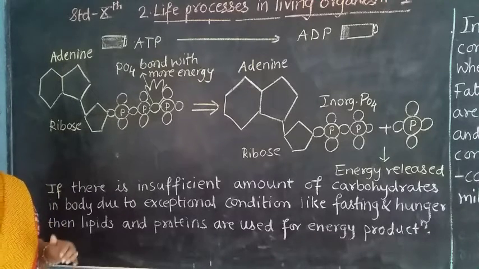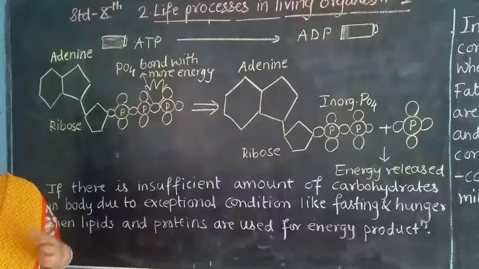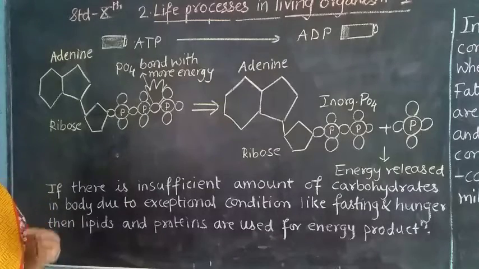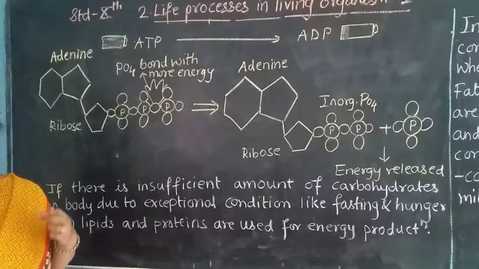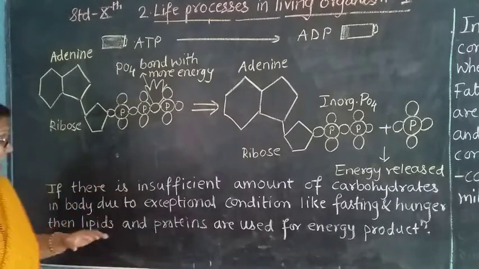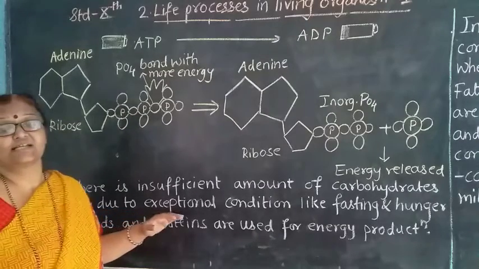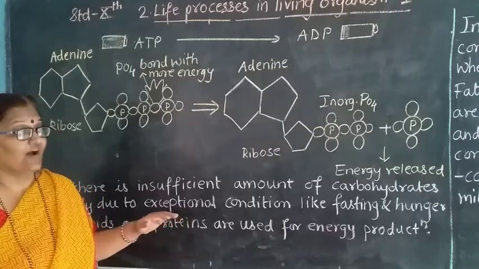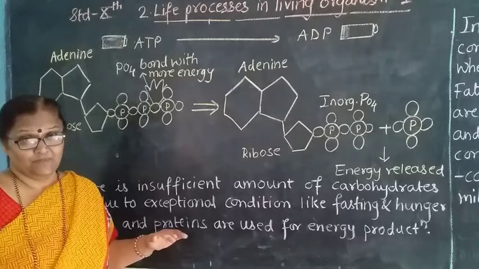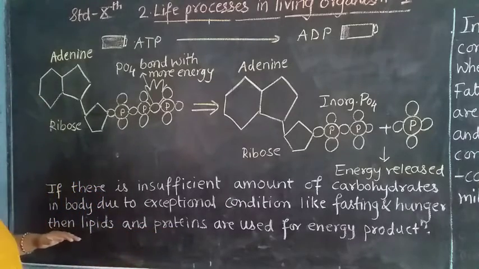Now see, if there is an insufficient amount of carbohydrates. We know that carbohydrates are the nutrients we take during our meals and that they give us energy. If we take less carbohydrates, what happens? In an exceptional case like fasting or hunger, we are not taking meals, which means carbohydrate is not taken. So what happens at that time?